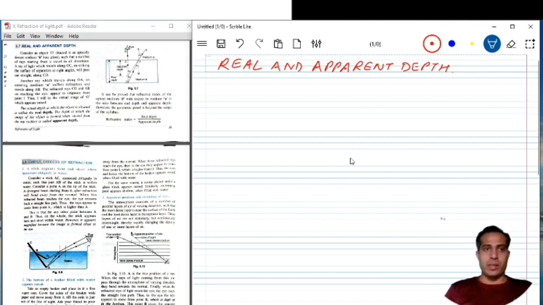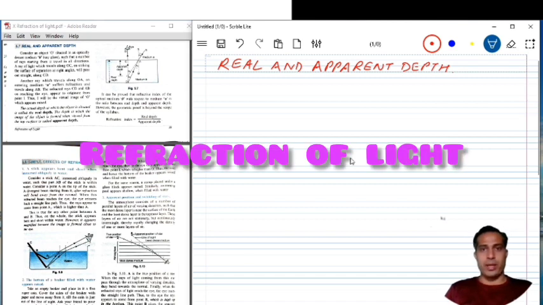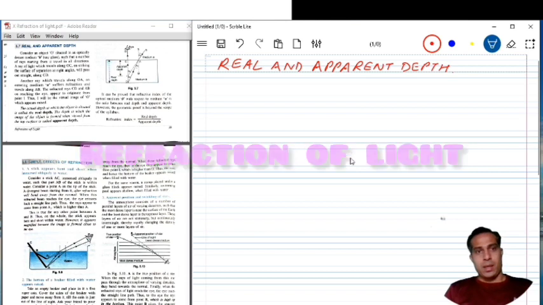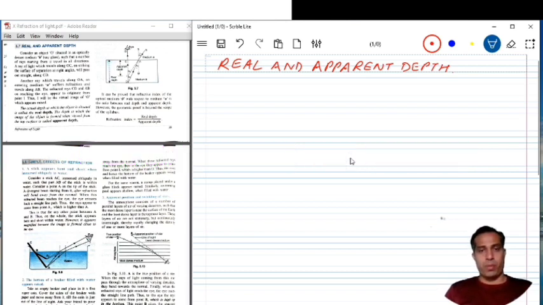Today we are continuing with the same chapter, that is the refraction of light, and today we are going to discuss the important topic in this, that is the real and apparent depth. Real and apparent depth. What is this real and apparent depth?